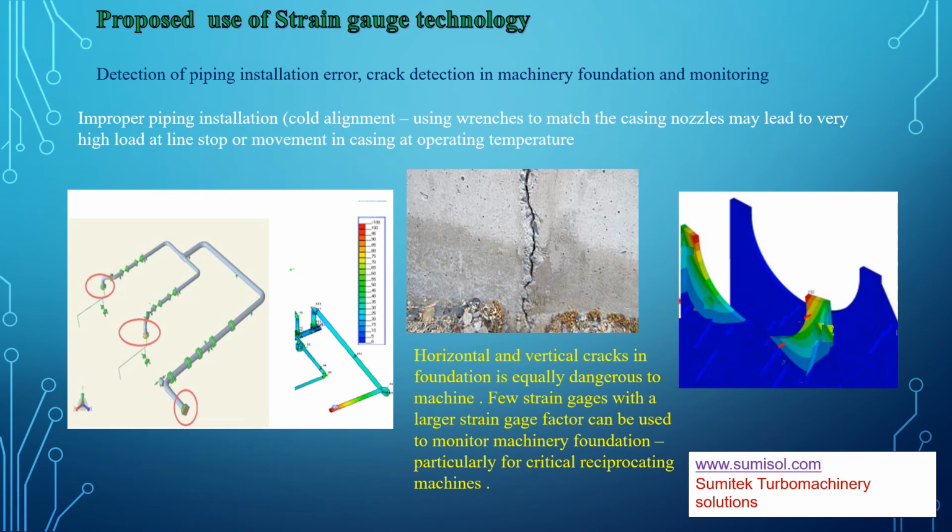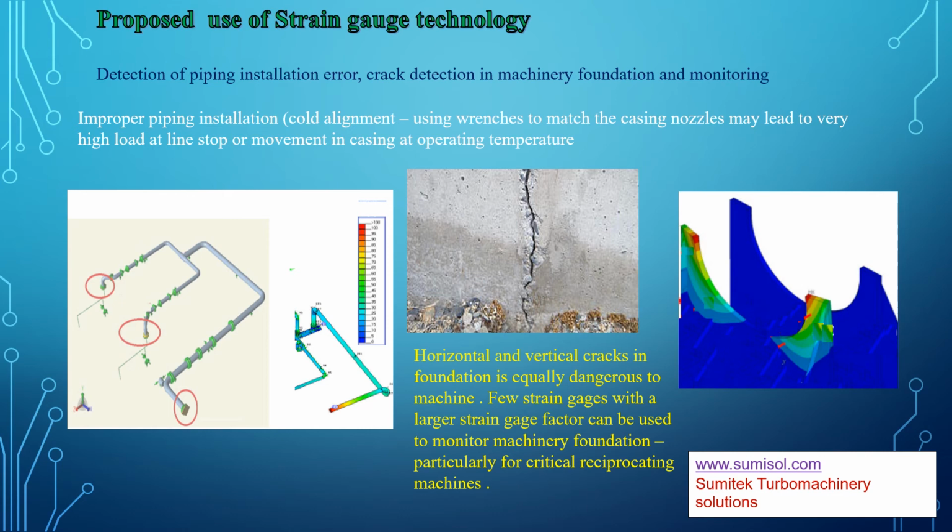The next set of applications of strain gauge technology involve detecting and overcoming piping installation errors and identifying and monitoring the development of cracks on machinery foundations. So let's talk about the first point, dealing with the piping installation errors.